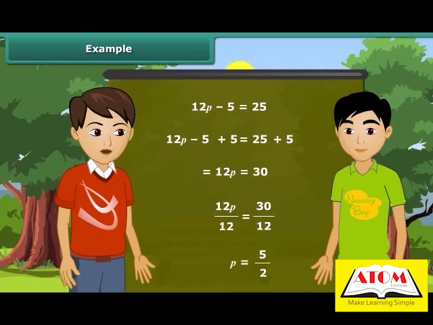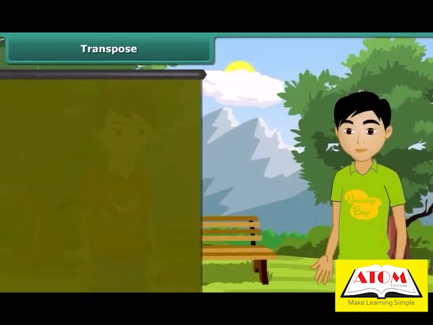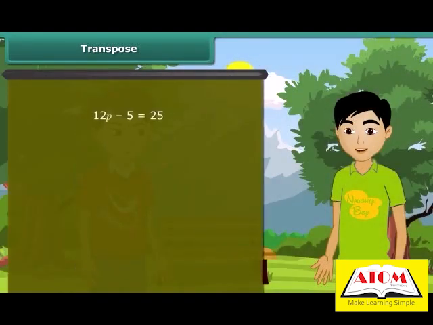What is transposing? Come, I'll explain to you. Transposing means changing side. For example, in this example, we have changed the side of 5. And when we transpose any number, we change its sign. Plus becomes minus. Multiplication becomes division. And now by transposing 12, p becomes 30 divided by 12.